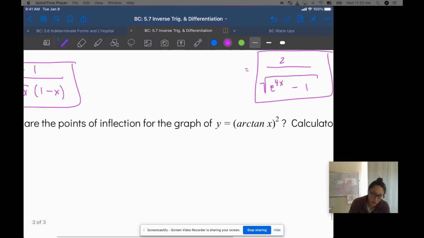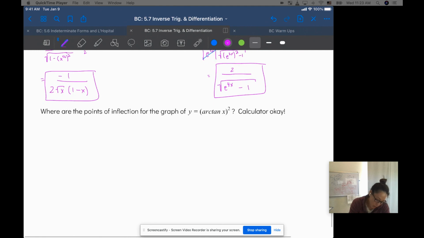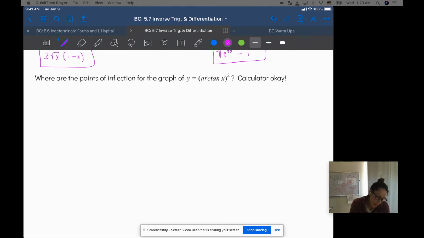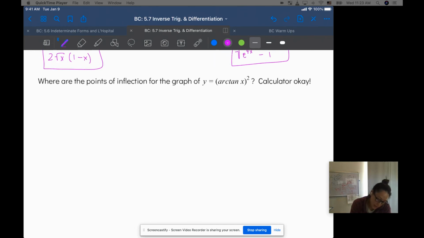All right, here's a longer one. We have, where are the points of inflection? So we're going to solve this by hand as much as I can, and then I'm going to use a calculator, basically. So we have y is equal to the arc tan of x all squared. All right, so we're doing points of inflection. So this already tells me that we're going to take the second derivative. We need to find the critical numbers and then test to see where the signs change to figure out our concavity. And yeah, let's do it.